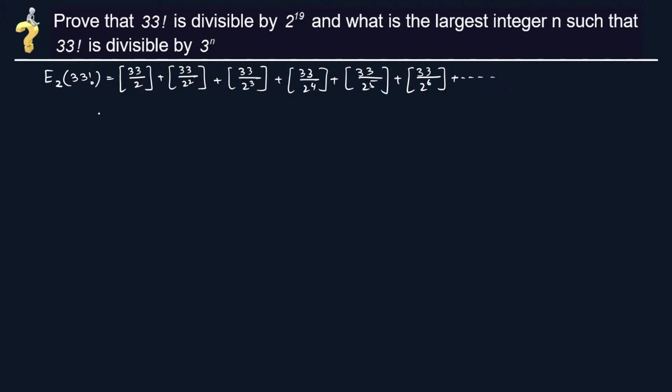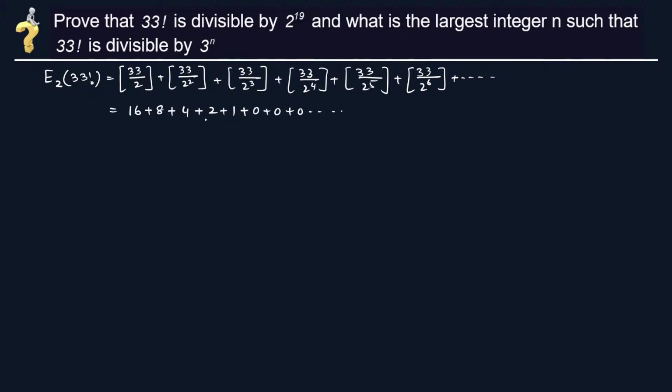This thing goes on. So what we are getting here is 16, because it is 16.5. The greatest integer function of 16.5 will give us only 16. This gives us 8. This will give us 4. This is 2. And this is 1. And then 0, 0, 0.